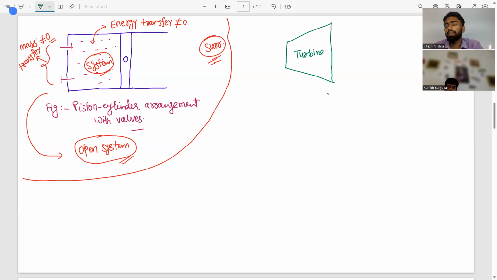In a turbine, you know that mass is entering the turbine. Mass is entering the turbine and mass is leaving the turbine.